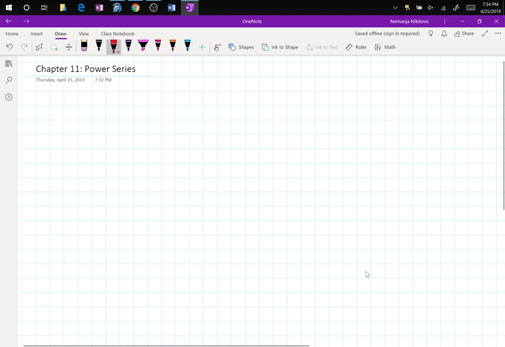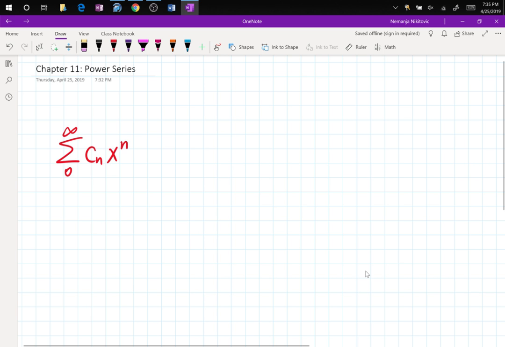So power series would look something like this. Summation of Cn x to the n from, let's say, 0 to infinity. Why is this called a power series? Because there is a power over here on the variable x. These guys are the equivalent of functions in the world of series. So what were the series before? They were just numbers.